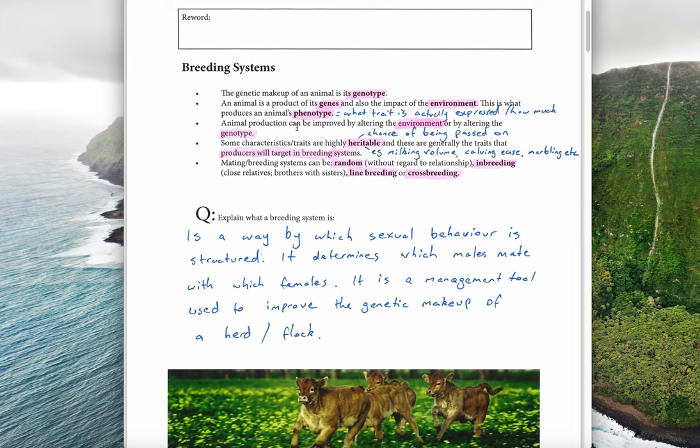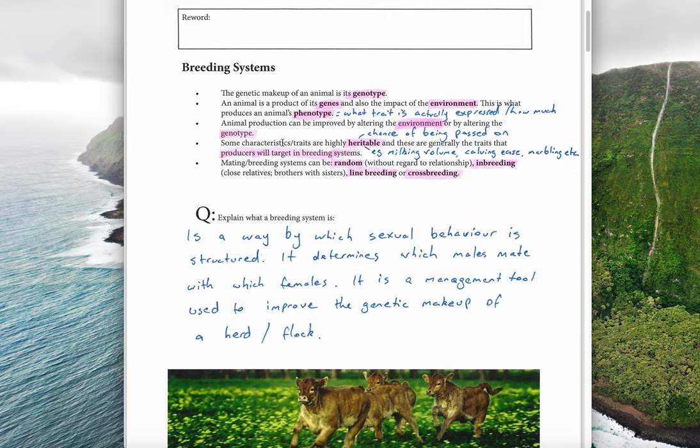So animal production can be improved by altering the environment, such as the feed, the climate, the level of disease and pests and things like that, or we can alter the genotype. What we're looking at here with breeding systems is altering the genes, not so much the environment, but the genes of the animal and how we manage the improvement of the genes.